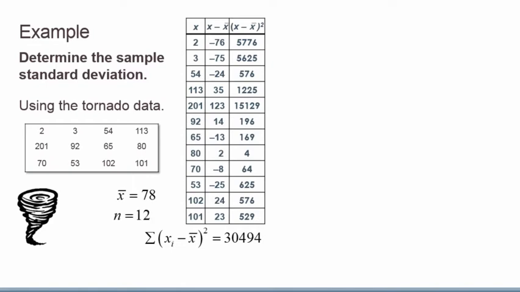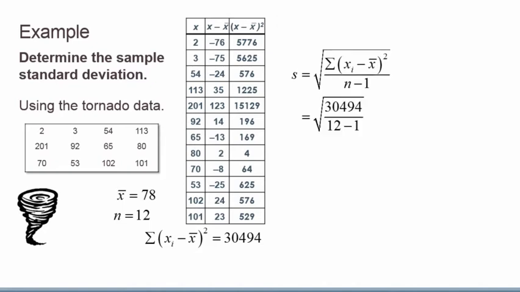We know that's 12. So in our formula, we need the square root of the sum of our data points minus the mean, parentheses squared, and n minus 1. We have 30,494 divided by 12 minus 1. We have the square root of 30,494 divided by 12 minus 1, or just 11.